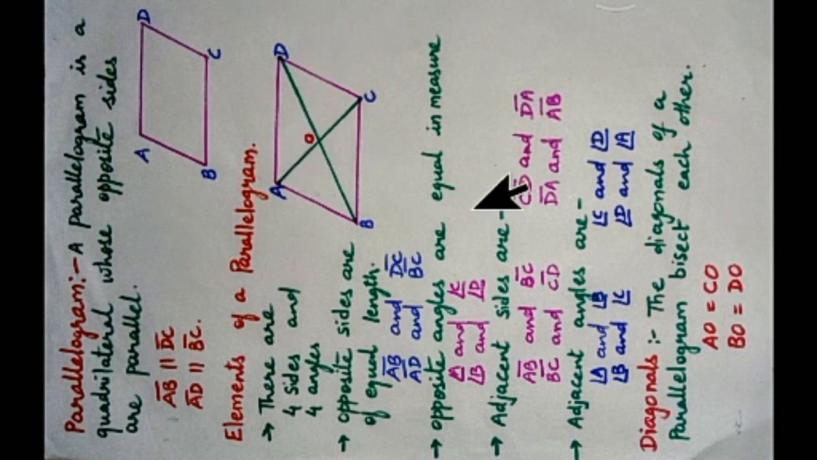Now let us learn about the diagonals. Diagonals of a parallelogram bisect each other. These are the diagonals AC and BD. They bisect each other, means they cut each other equally in half. So this is point O where they cut each other. So AO is equal to CO and BO is equal to OD.